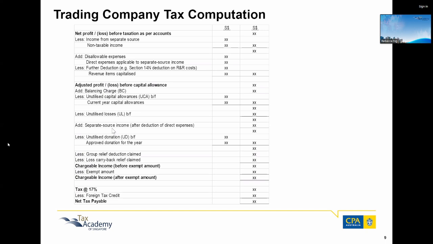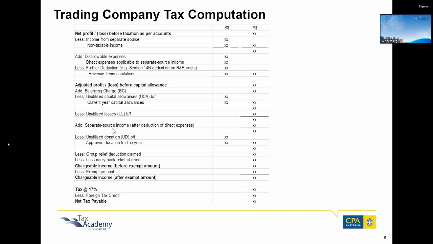What is included in the capital allowances, like plant and machinery. And when you sell off the capital allowance asset, we do have to compute the balancing charge or balancing allowance. We also have what happens if the company is making losses and how we treat these losses. After that, we deduct all the capital allowances and the losses.